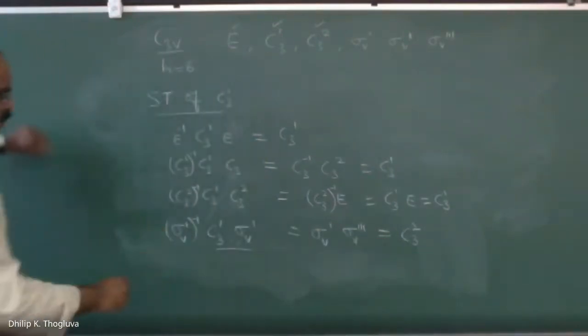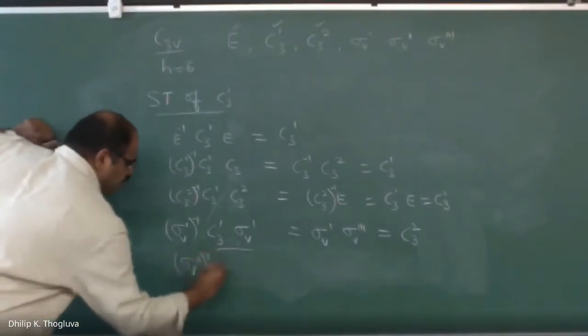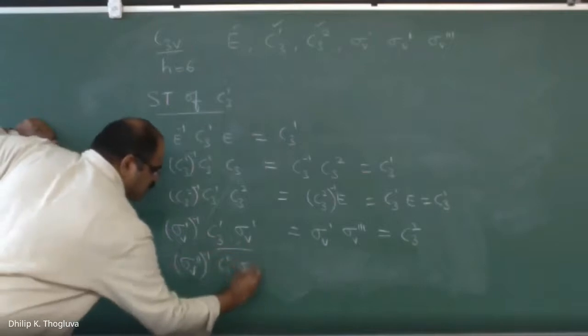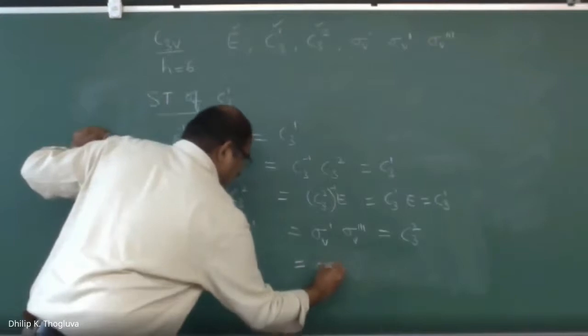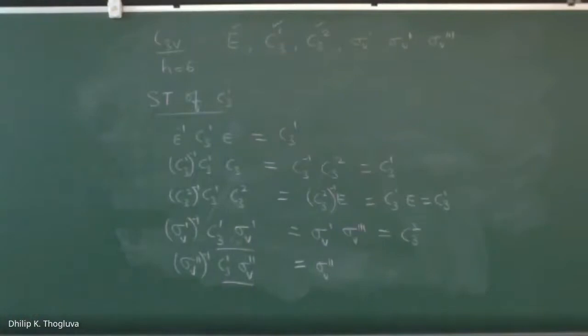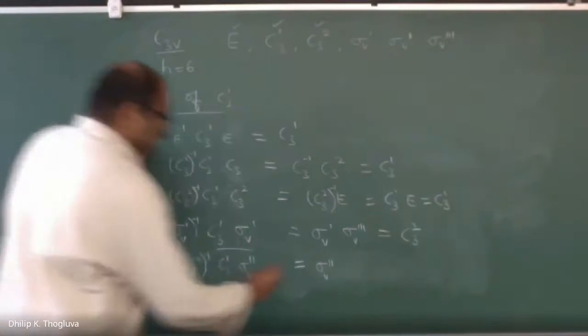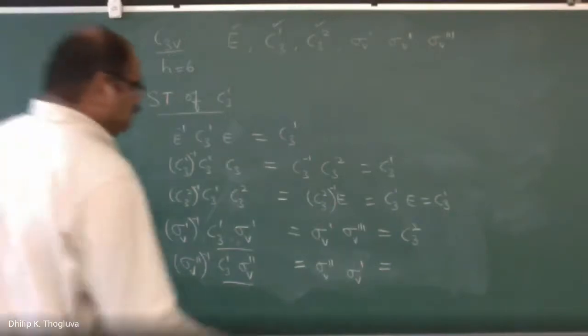Similarly, you can do it for the other two. Okay, so σv'' inverse, C3¹, and then σv''. This will be σv'' multiplied by, so let's evaluate this one. σv'' into C3¹ is σv'. So you get what? σv' and σv'' is C3². Again, you are getting C3².